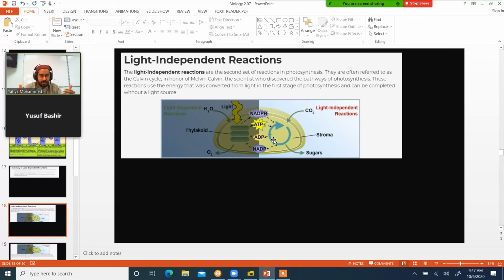This is called the Calvin cycle, I guess in honor of the person who discovered the pathways of photosynthesis. This part does not require light. It can happen without light. And this is where carbon dioxide is taken in to make sugars.